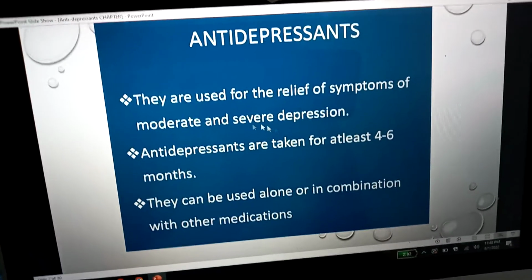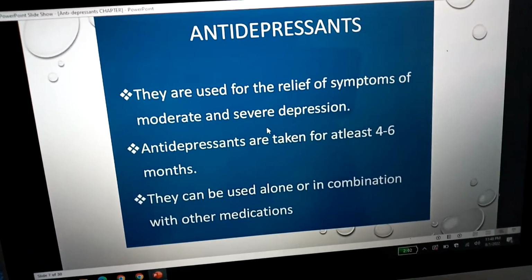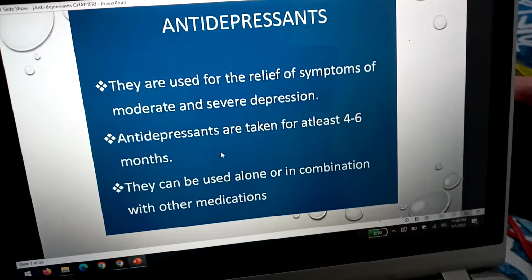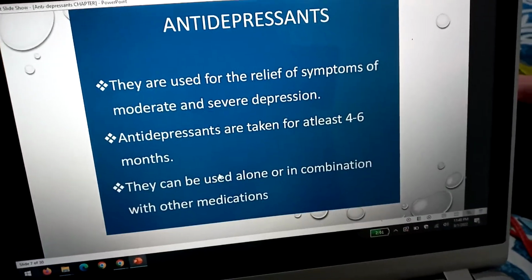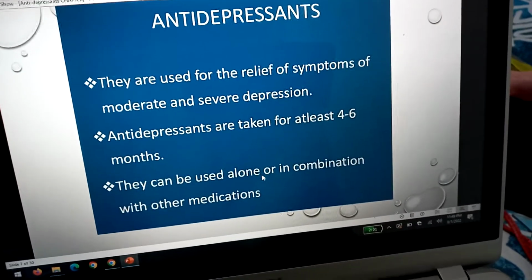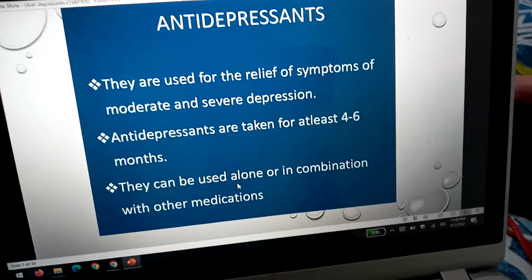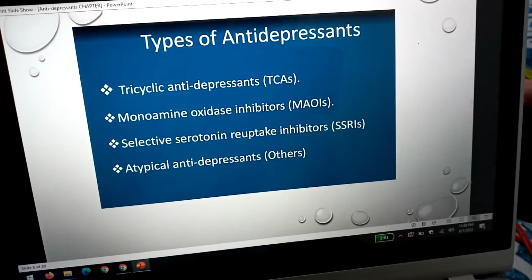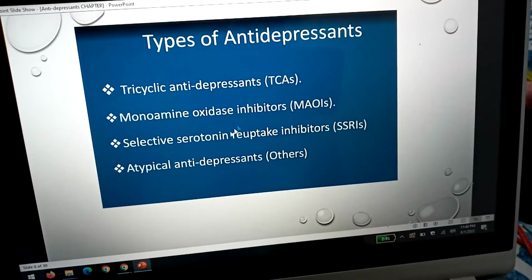Antidepressants are mainly useful to relieve the symptoms of severe depression. At least 4 to 6 months of therapy may be needed, and they may be used alone or in combination with other medications. So combination therapy may also be given to such patients.